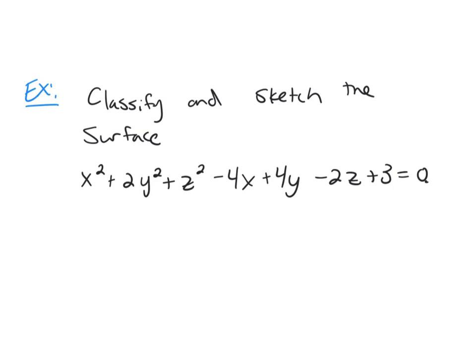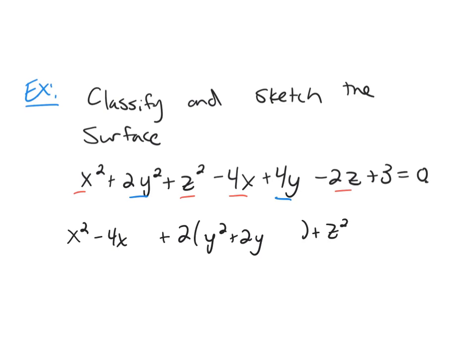So what I'm going to do, here I have squared and non-squared terms, so I'm going to group up my like terms. So start with x. We have x squared minus 4x. And now we're going to group up our y terms, but I'm going to go ahead and pull out a 2 out of them. Y squared plus 2y. And then we're going to pull out our z terms. Z squared minus 2z. And the only term left over is this 3, which I'm going to move to the other side as a negative 3.